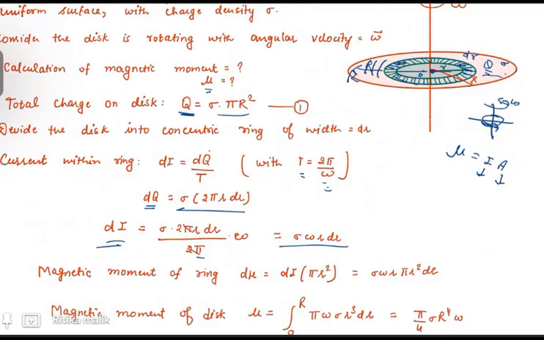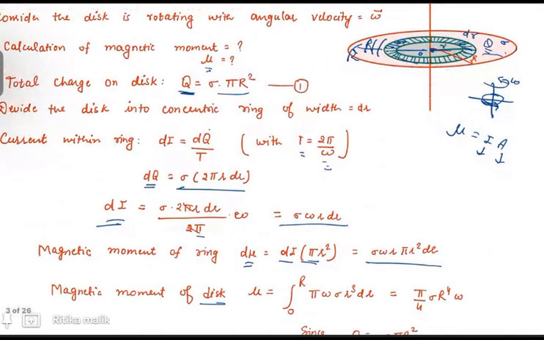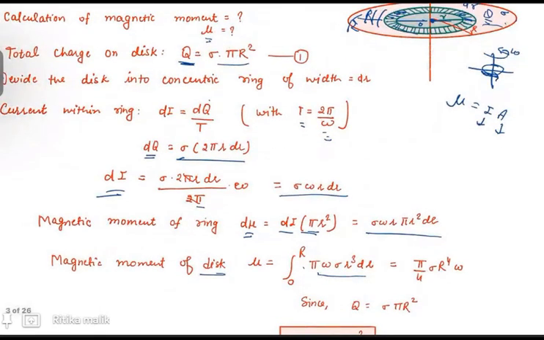And the magnetic moment dmu is given by di into pi r square, where pi r square is the area of the ring. So this is our magnetic moment of the ring. The magnetic moment of the disk is the integration from 0 to R of pi sigma omega r cubed dr. From this integration, we get pi by 4 sigma omega R to the power 4.